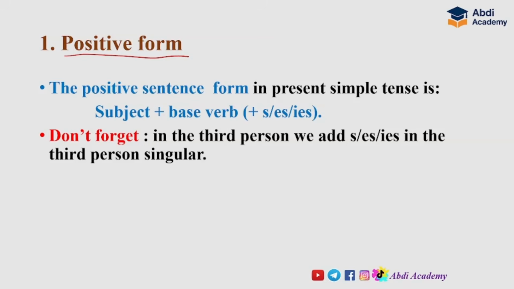That is very simple. The positive sentence form in present simple tense is, look at this structure. Subject plus base verb, or what we call infinitives in English, plus in bracket S, ES or IES. Let's focus on this structure.